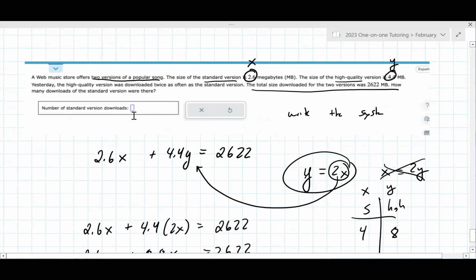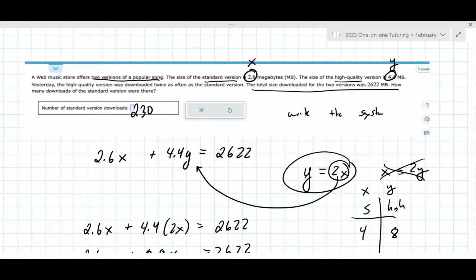Is that the standard version? And it is. In this problem, it is. But if it was asking for the high quality, you'd have to manipulate that number. Okay. But it looks like it is 230. Yeah. But yeah, that was correct.